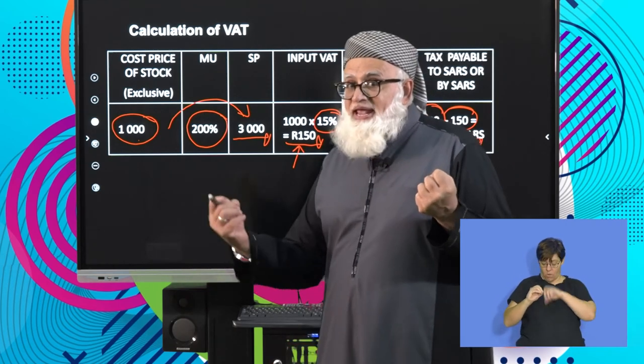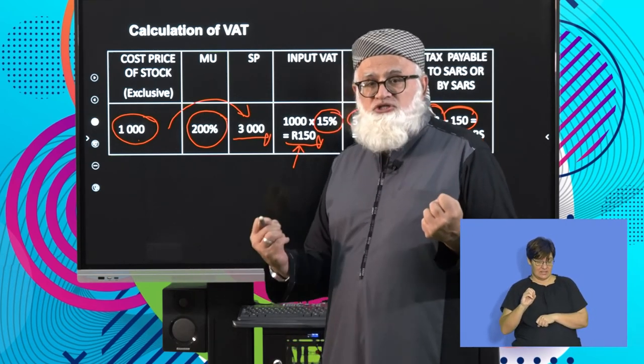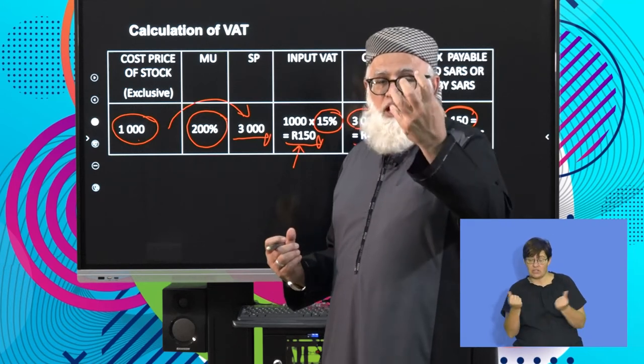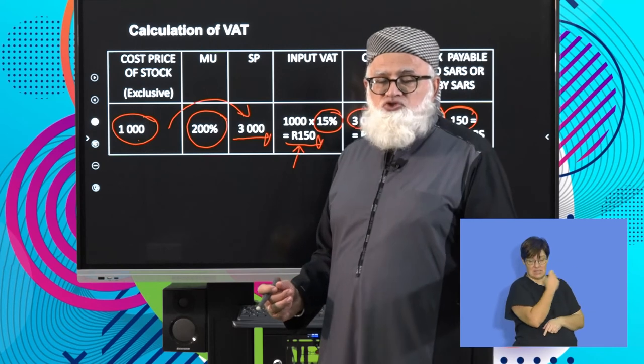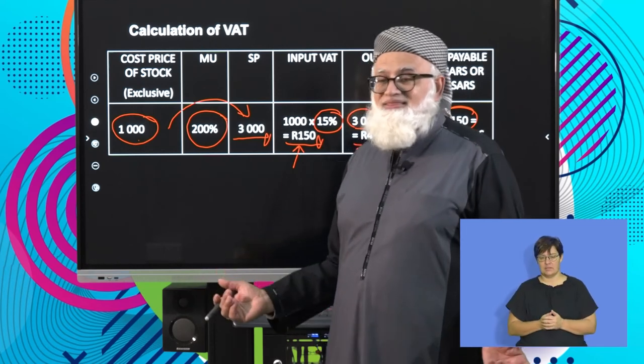You have paid 150 when you bought the original goods. So output 450, input 150. What do we owe to SARS? The difference, which is the 300 Rand.